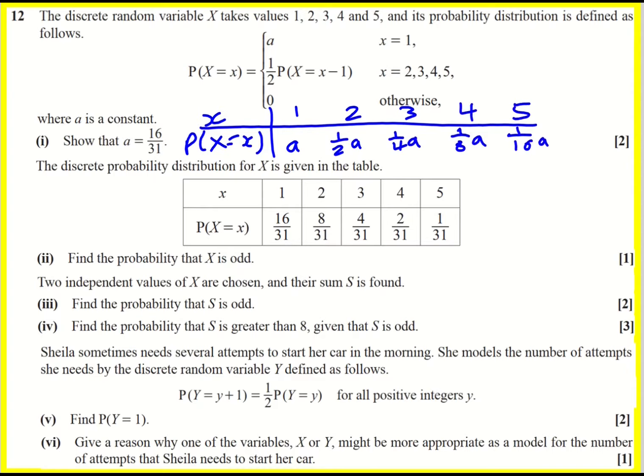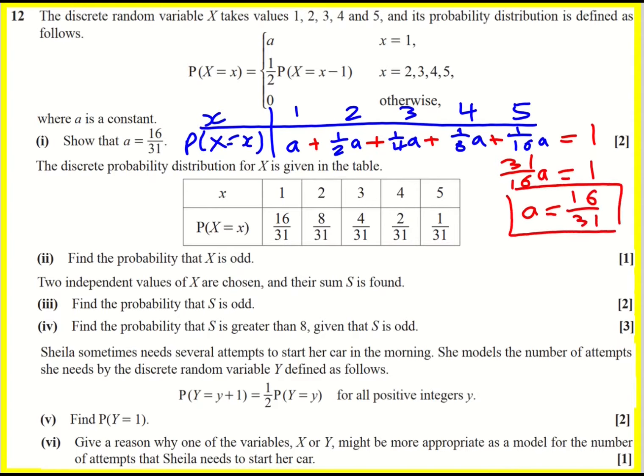Now, we know that these must add together to give 1. And just put them into your calculator, 1 plus a half plus a quarter plus an eighth plus a 16th, ignore the A's, just combine the like terms, and it gives 31 over 16. So 31 over 16, lots of A, is equal to 1, which means A is 16 over 31. We're there. Okay, so now the distribution is given in full, and yeah, it's all making sense.